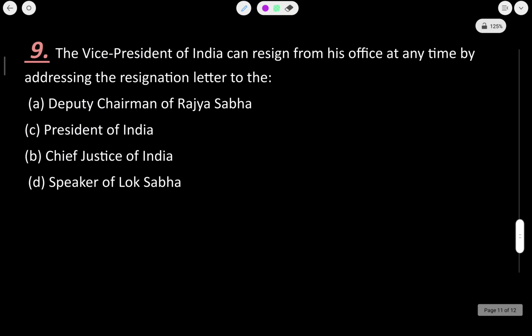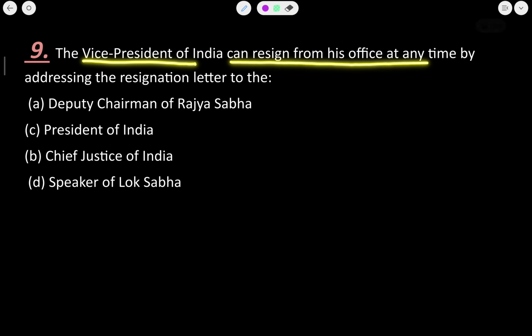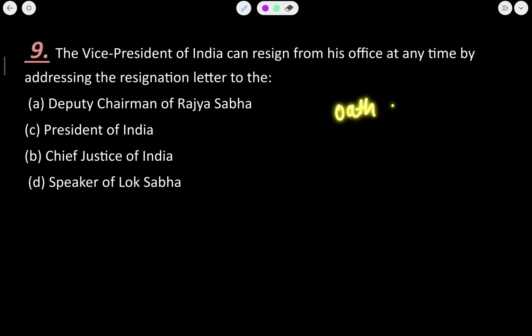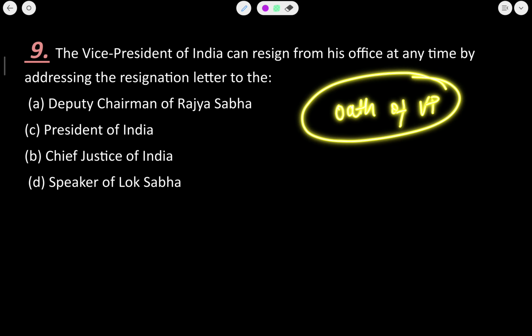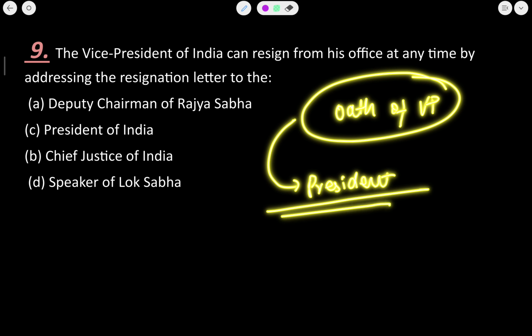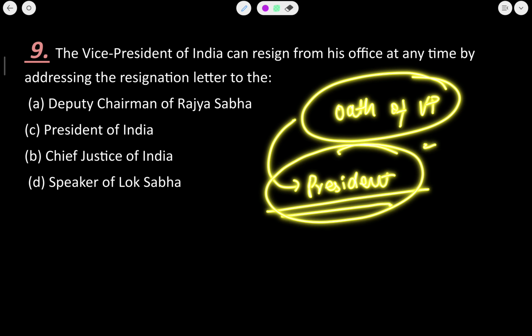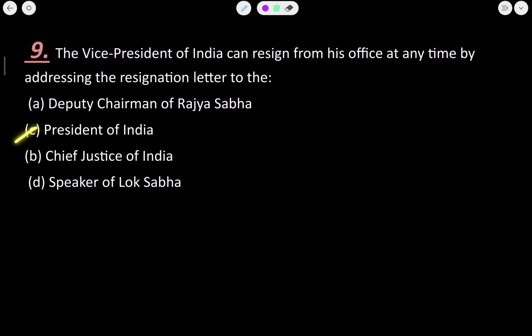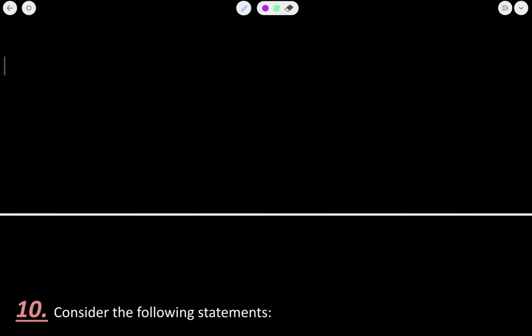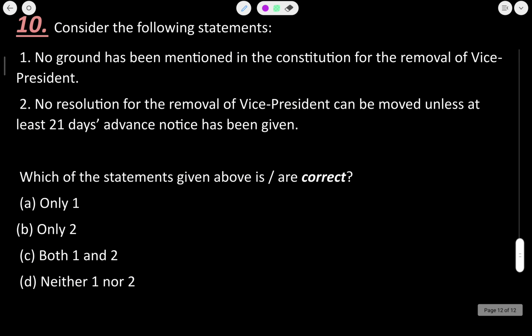Next question is the Vice President of India can resign from his office at any time by addressing the resignation letter to. So I already told you who administers the oath of Vice President. President तो administer करते हैं oath. तो जब President oath को administer करते हैं, then if the Vice President resigns, वो किसको करेंगे, President को ही तो resign करेंगे. So हमारा President of India is the correct answer.